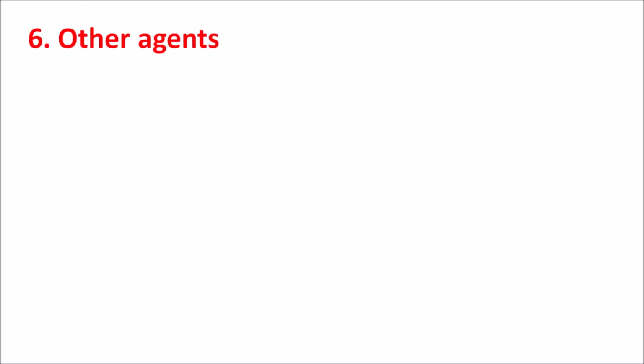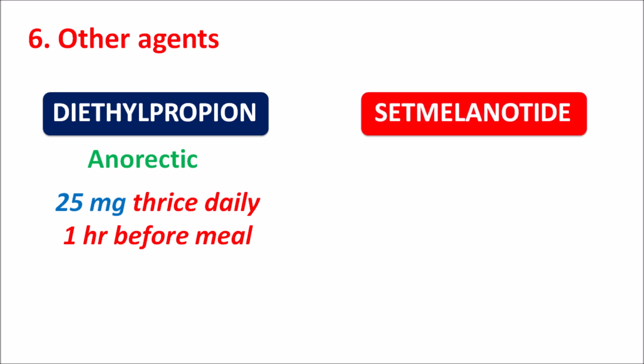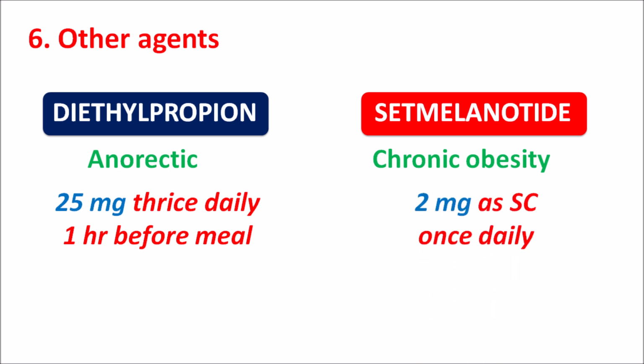Sixth one, other drugs. We have few of the other drugs which also reduce the body weight. Already we have discussed diethylpropion, this drug is an anorectic agent just like the phentermine. This drug can be given at a dose of 25 mg thrice daily, 1 hour before the meal, to control the appetite and food intake. Similarly, another drug is setmelanotide. This drug can be used for the chronic management of obesity, and it is given at a dose of 2 mg as subcutaneous injection once daily.